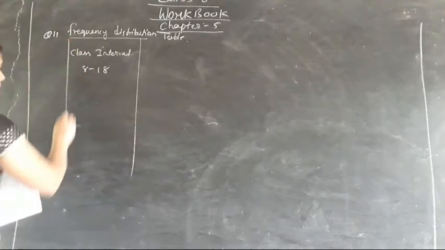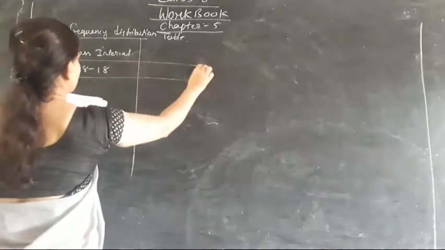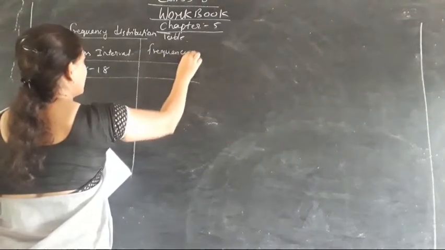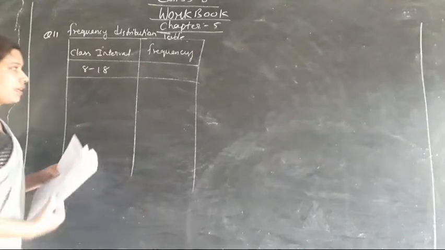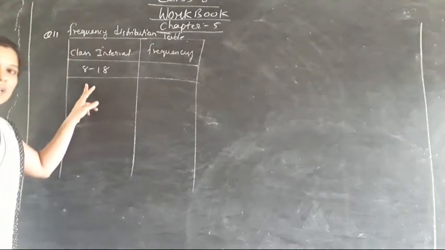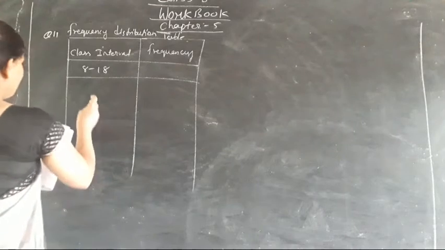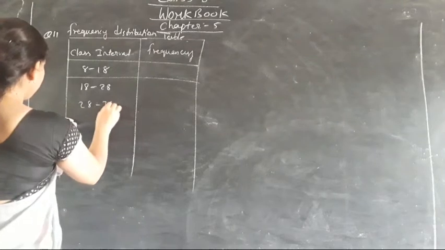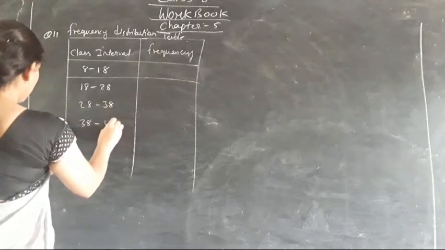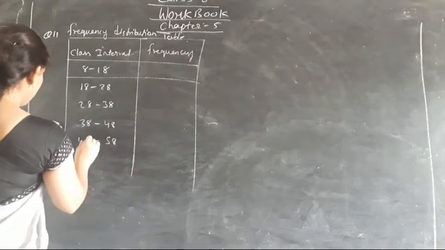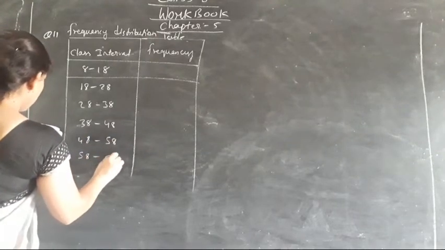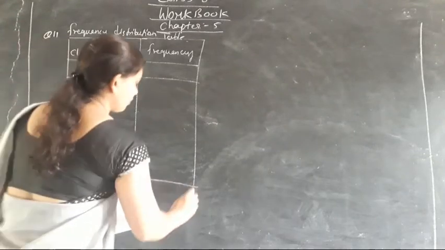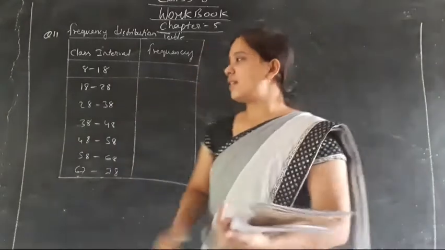Next, second, we have to mark the frequency, and remember one thing, that the class size should be equal. The class size is 10 since 8 to 18 is given, so the next will be 18 to, what will it be, 28. So the next class intervals are 18 to 28, then 28 to 38, then 38 to 48, then 48 to 58, 58 to 68, and 68 to 78. So this is the mark. Clear up to here? So these are the class intervals of equal size.